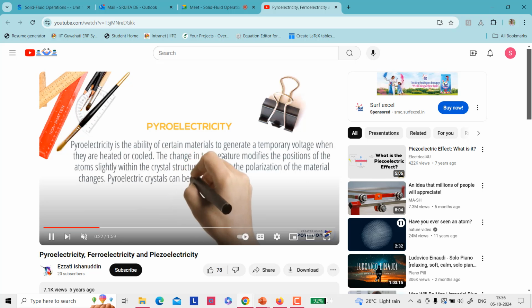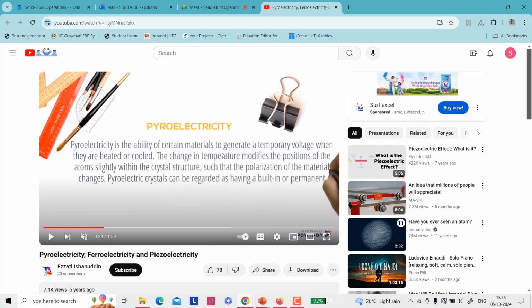So it generates a temporary voltage when heated or cooled, because during the temperature change, the positions of the atoms slightly shift within the crystal structure, changing the polarization of the material. Okay. So this is the pyroelectricity. Next one is the ferroelectricity. Ferroelectricity is a phenomenon where spontaneous electric polarization of the material takes place. The reverse electric polarization is possible by applying an electric field.